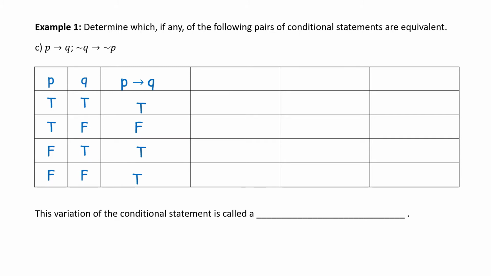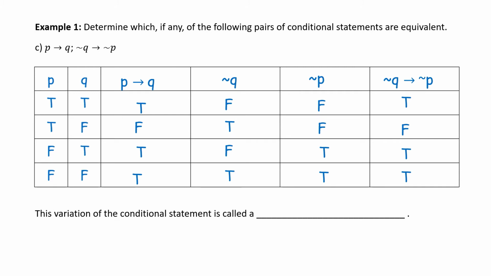Now let's construct not Q. That means we're going to negate the truth values for Q. We will get false, true, false, true. Let's do that for negating P. The negation of P will give us false, false, true, true. And then finally set up the conditional, not Q implies not P. We look at false implies false. That's true. True implies false, that is false. False implies true, that's true. True implies true is true.